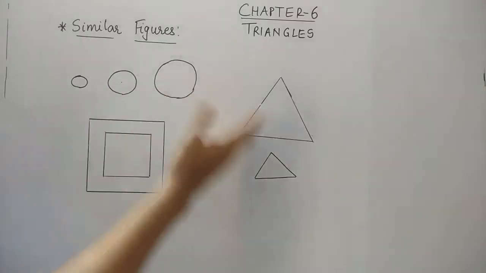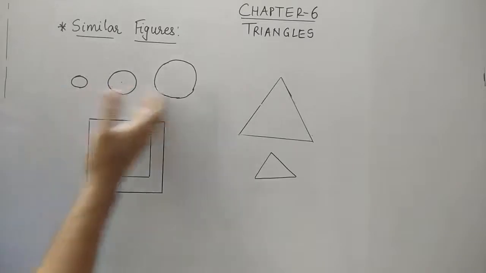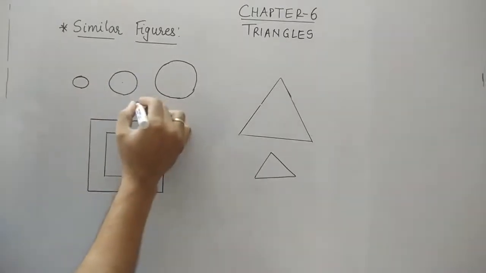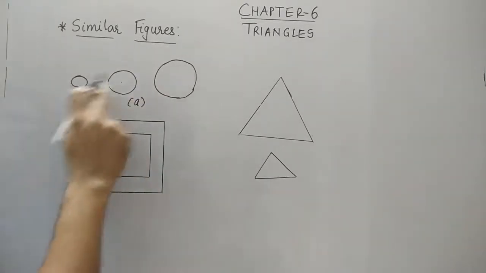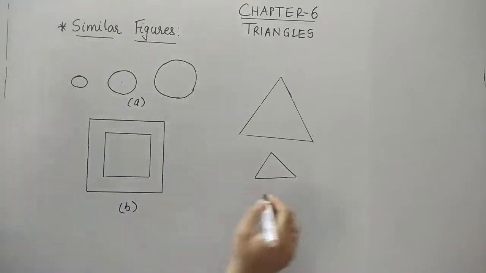So here you can see the few figures I'll draw. In the first figure, if I give the figure number A, you can see there are 3 circles which I drew. In figure B, you can see that 2 squares are there. And in figure C, you can see that 2 triangles are there.